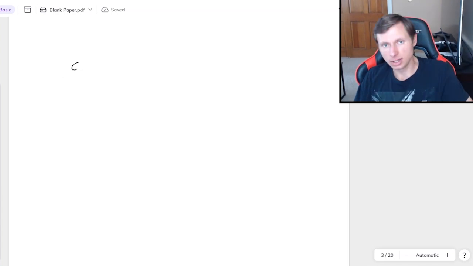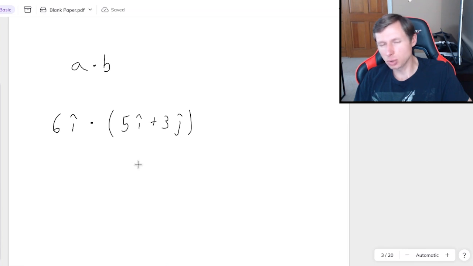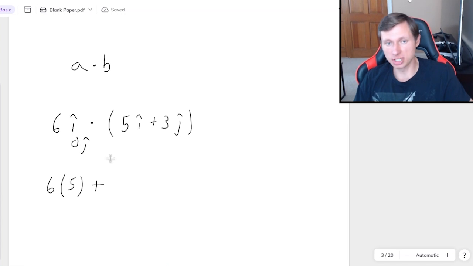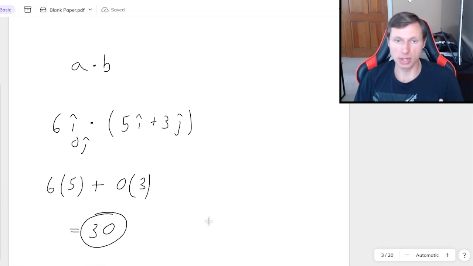I'll show you. If I have a dot b, and both a and b are vectors, where this is 6 i hat dotted with 5 i hat plus 3 j hat, then the way you do this, it's a special kind of foiling. You basically just multiply the i hats together. So 6 times 5, which is going to be 30, plus the j hats. Technically this is 0 j hat, it's a weird example. 0 times 3, which is just 0. So the answer is just going to be 30, which is the same answer we had earlier.